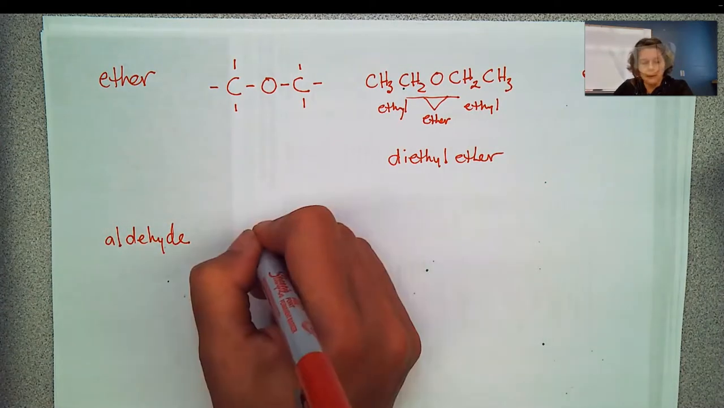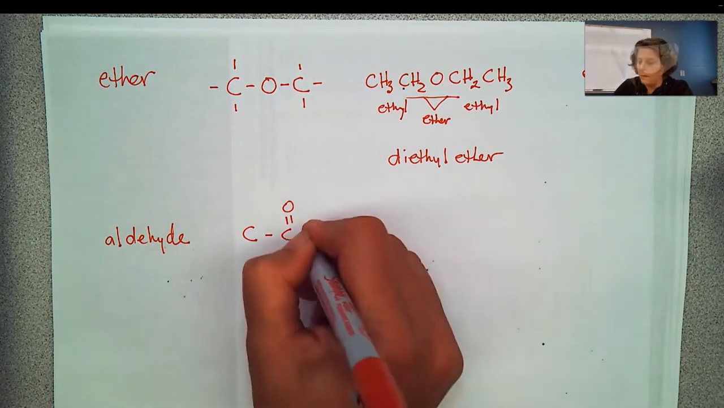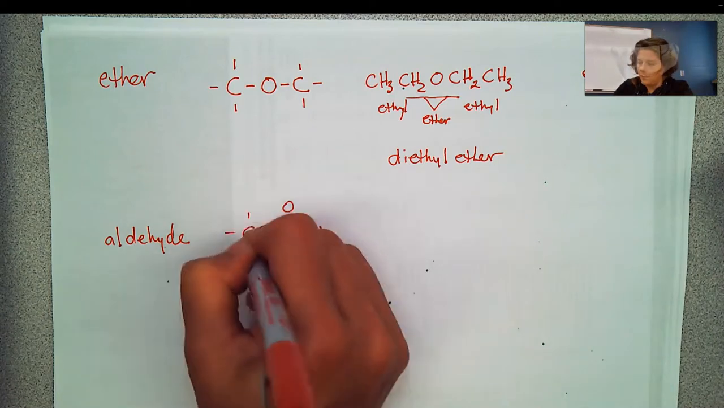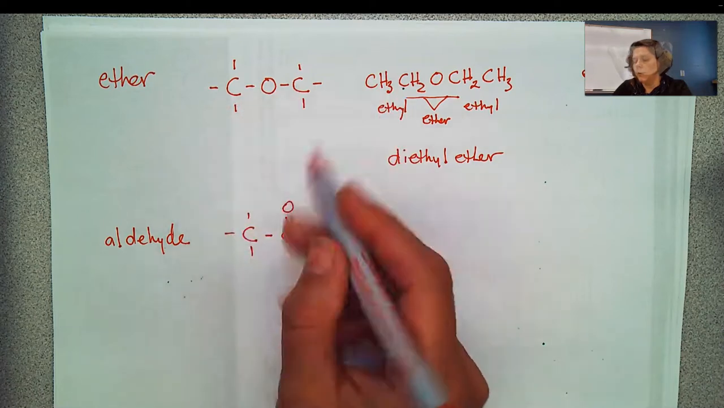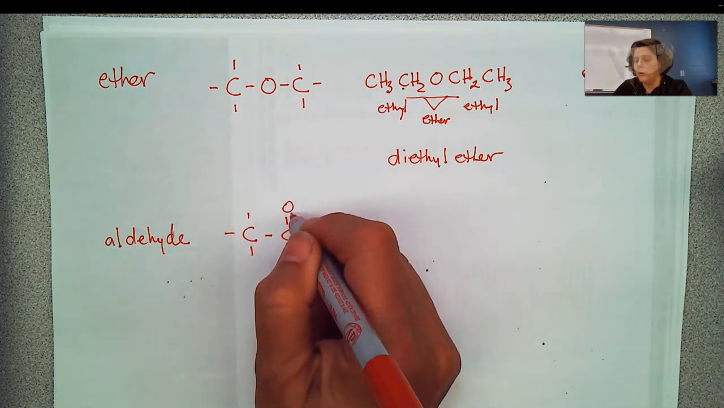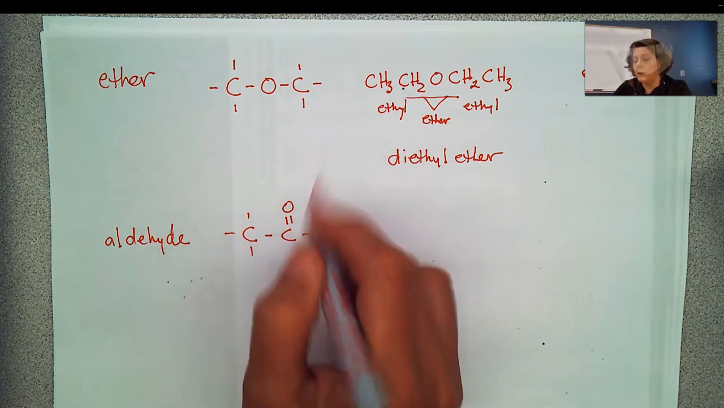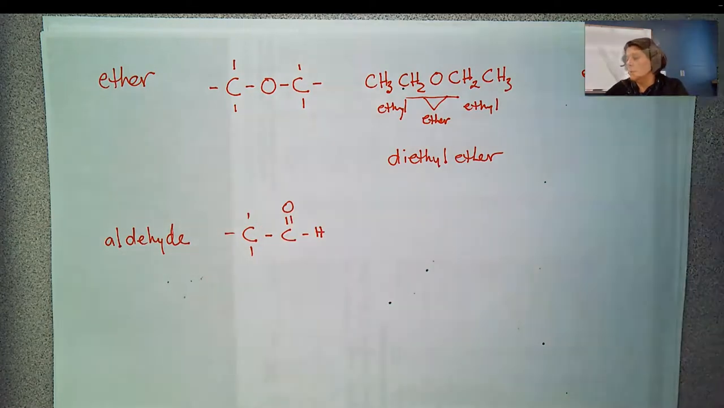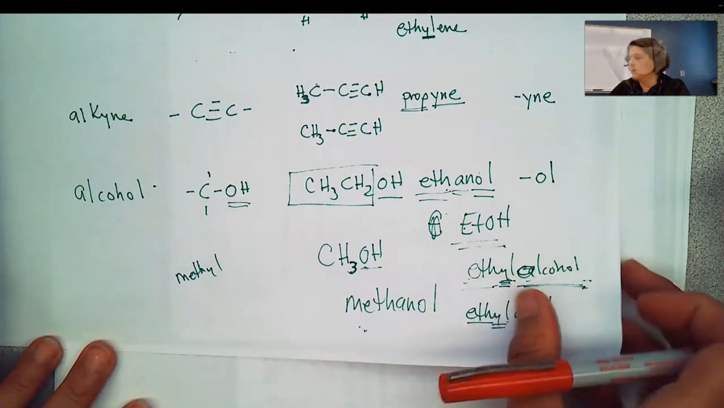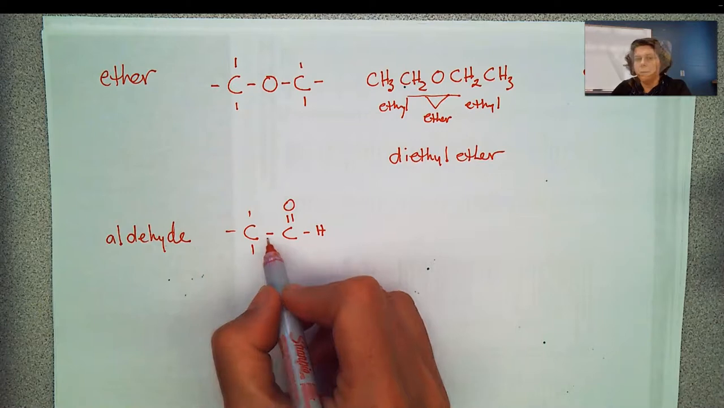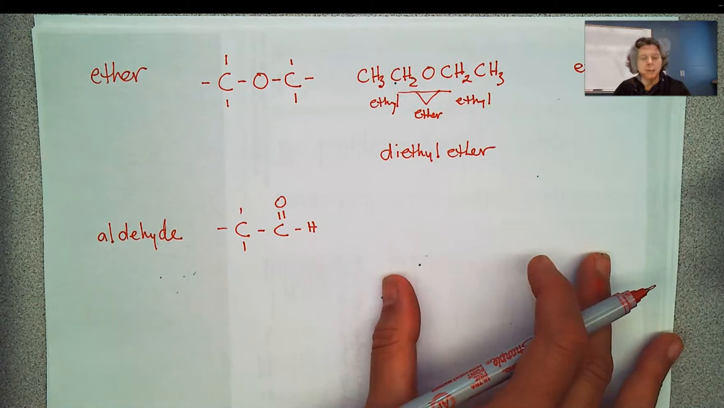Aldehydes. So what does an aldehyde look like? C double bonded O connected to an H, and then you've got your functional groups over here. Here, your carbon is double bonded to an oxygen and then to a hydrogen. Now, this looks different than alcohol, right? Because in alcohol the carbon is bonded to an OH group. Here, the carbon is double bonded to an oxygen and hydrogen. So this gives us our aldehydes here.